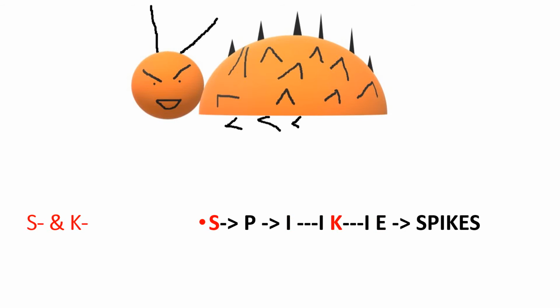Again, what will happen if the pathway lacks S and K? Due to the lack of S, it will not be able to promote P. P will not promote I, and we can see that K is not present in this pathway. So there is nothing to inhibit the activity of E. Since E promotes the formation of spikes and there is nothing to inhibit E, this mutant strain will have ectoderm spike cells.